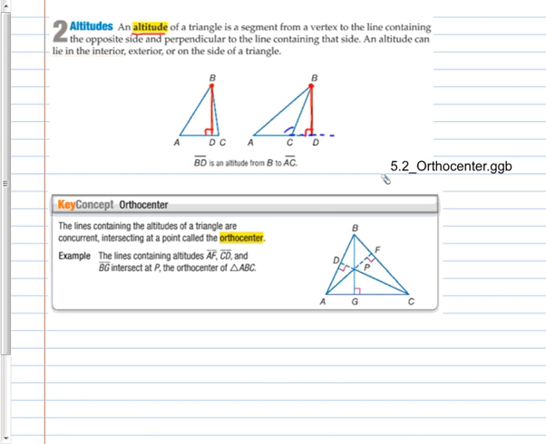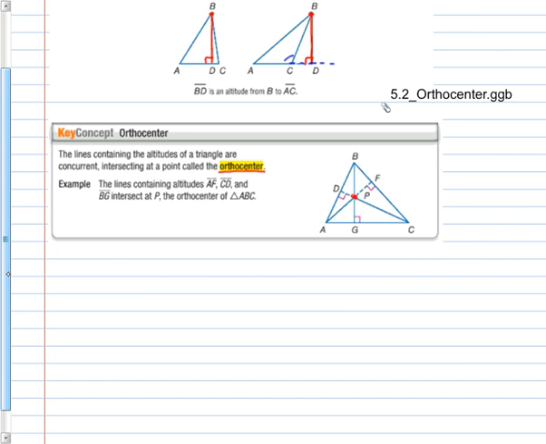And, surprise, surprise, when you draw all the altitudes, they are concurrent on a point. They all intersect in one point. And that point has its name, orthocenter. So four new terms in the last two sections: circumcenter, incenter, centroid, orthocenter. The orthocenter is formed by the altitudes.